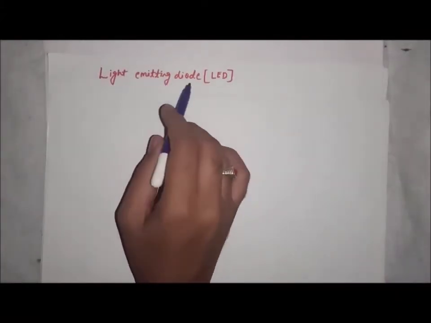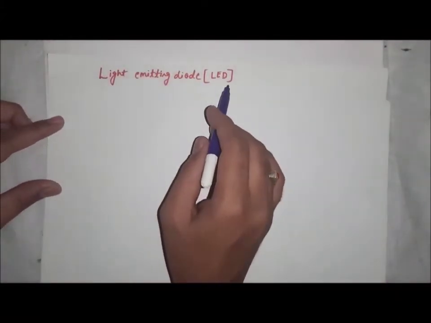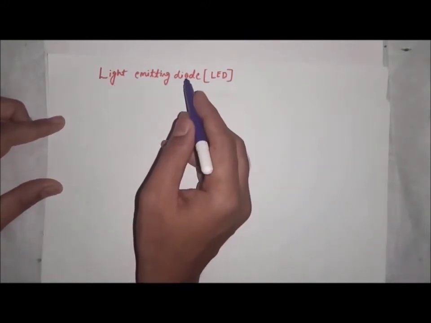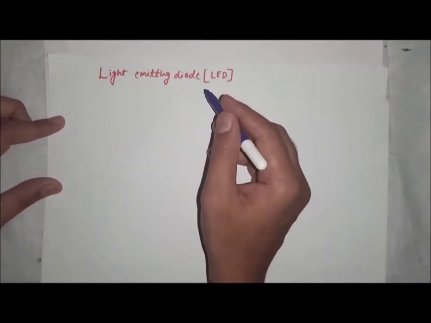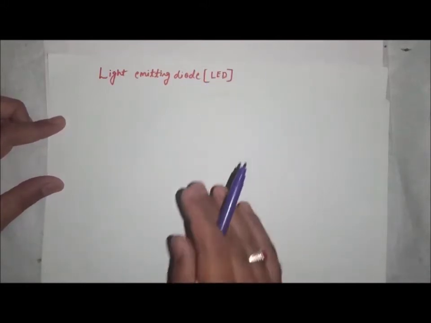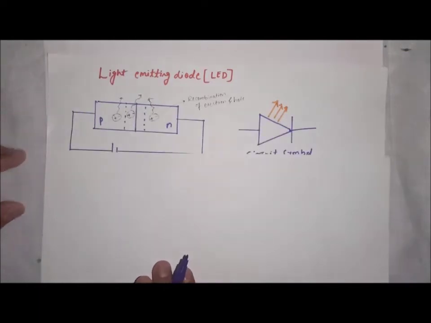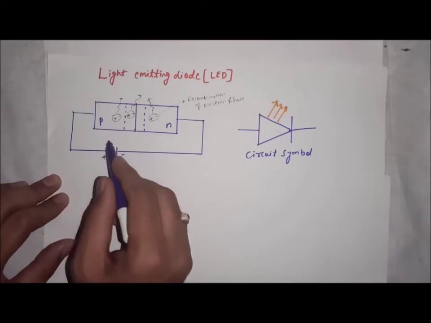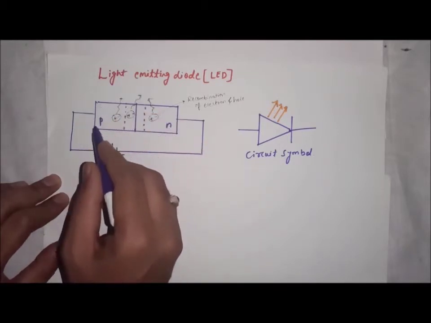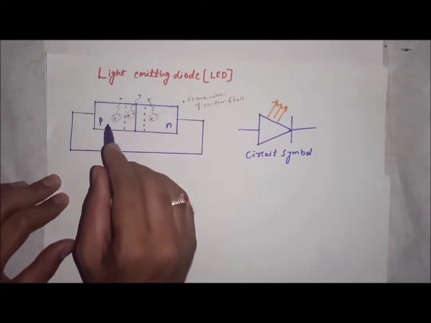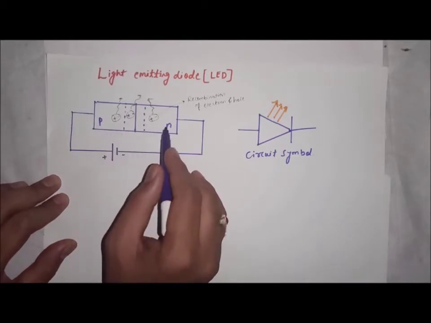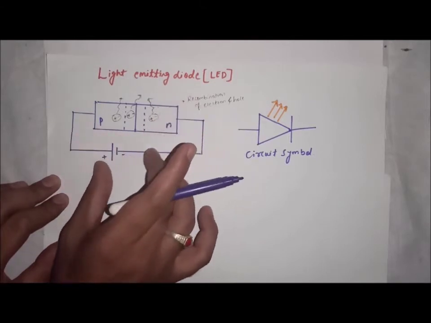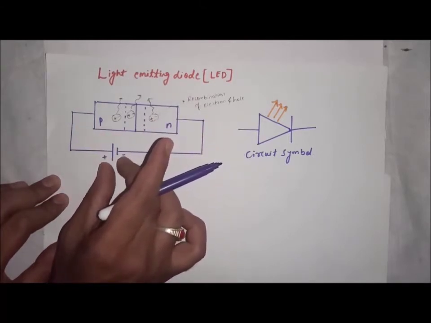Light emitting diode, LED. LED is an electronic device which converts electrical energy into light energy. And here you can see, this is just a diode. This is not a normal diode, and it consists of p-type and n-type semiconductors, and it is connected to the battery cell. Here it is connected.